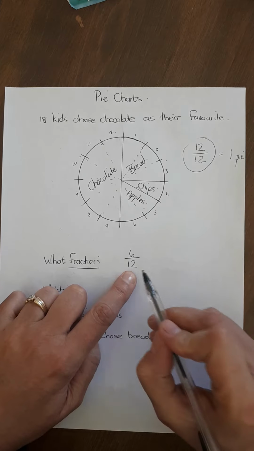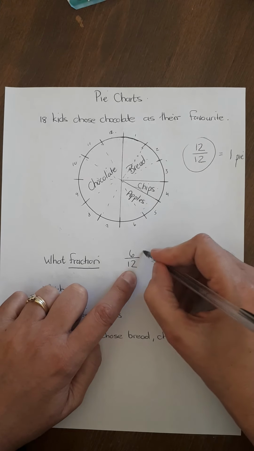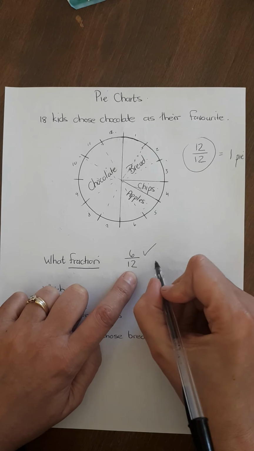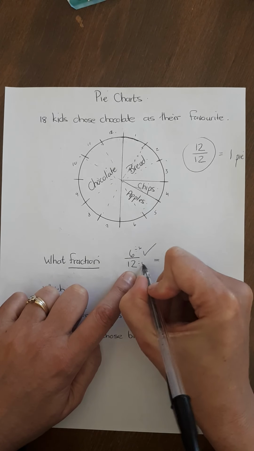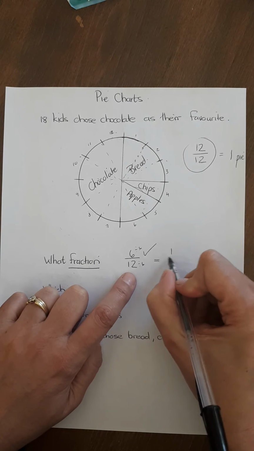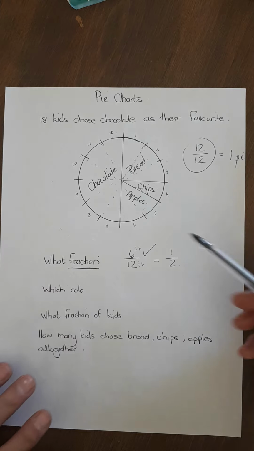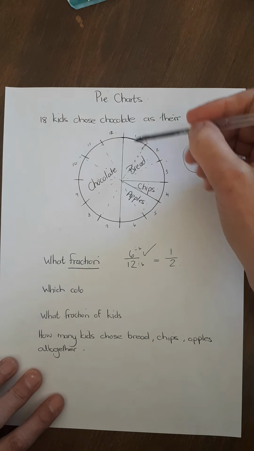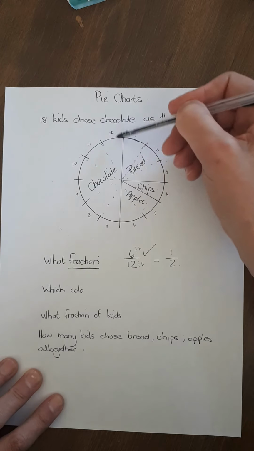But you need to simplify your fraction. If you wrote that and left it like that, you would only get 1 mark. You need to simplify this. Divided by 6, divided by 6: 6 divided by 6 is 1, 12 divided by 6 is 2. So you can see that half of the kids liked chocolate. That's 50% of the kids.